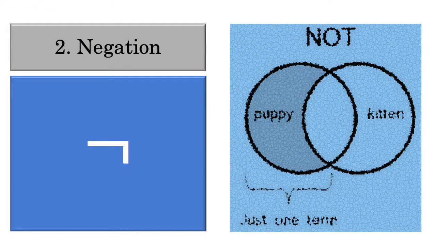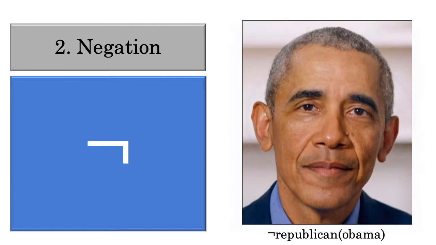Okay, let's look at three Boolean connectives, the first of which is negation. In first-order logic, we represent negation with the symbol that you see here. It almost looks like an L that's fallen over on its side. To negate an atomic sentence, simply tack on this symbol to the beginning of it. So for instance, if we wanted to say that Obama is not a Republican, we would put the negation sign, Republican, open parentheses, Obama, close parentheses.